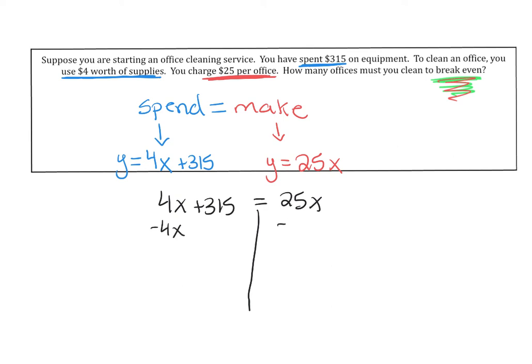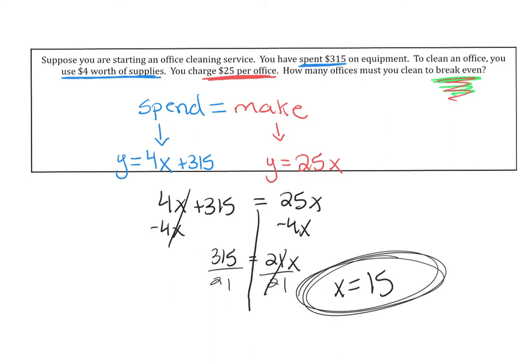So minus 4x. 315 equals 21x. Divide by 21. And you'll get x equals 15. And that is 15 cleanings, 15 offices, and you will break even.